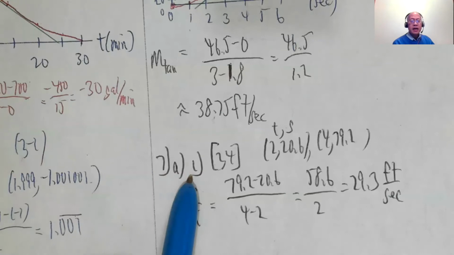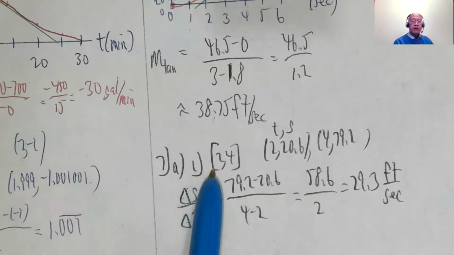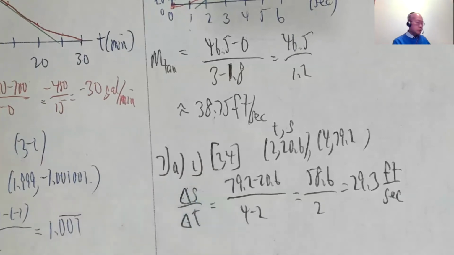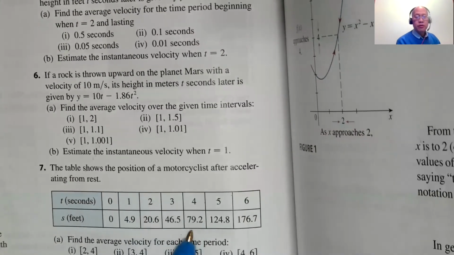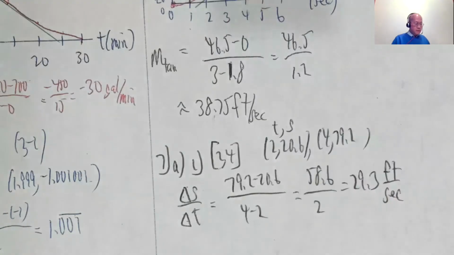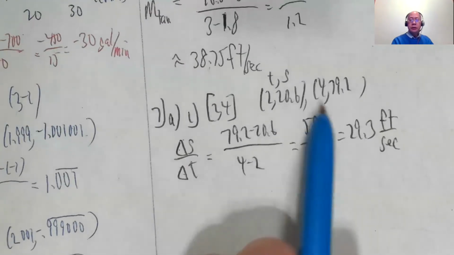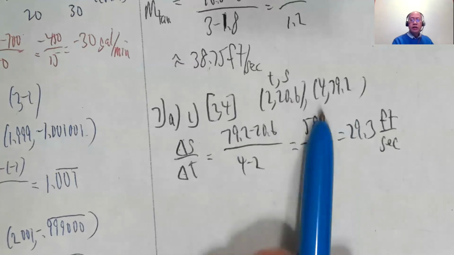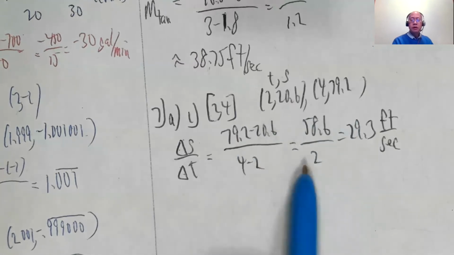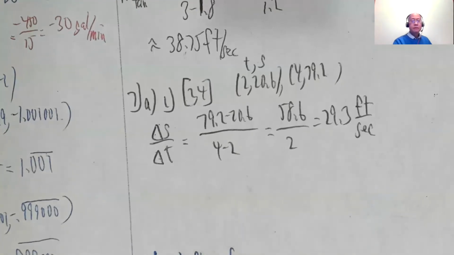Okay, 7A part I as an example. They say find the average velocity going from 2 to 4. So from 2 to 4, I take the points at 2 and 4, which are (2, 20.6) and (4, 79.2). Here they are. So for average velocity, just find the slope: 79.2 minus 20.6, y2 minus y1, divided by x2 minus x1, 4 minus 2. And it comes out to be about 29.3 feet per second.